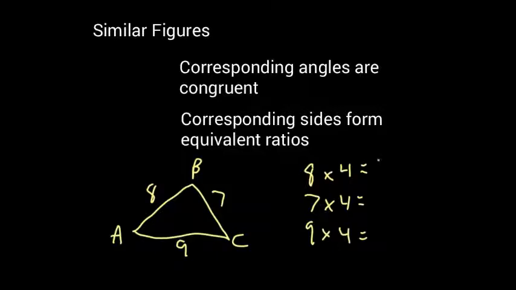So 8 times 4 is 32. Seven times 4 is 28, and 9 times 4 is 36. So an equivalent triangle to ABC would be 32, 28, 36.